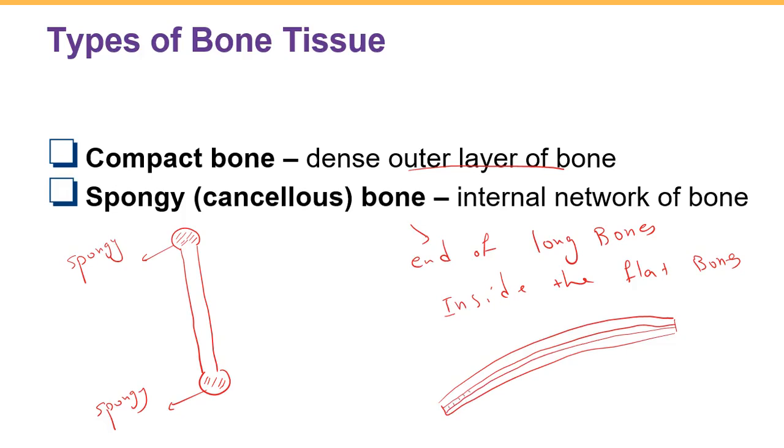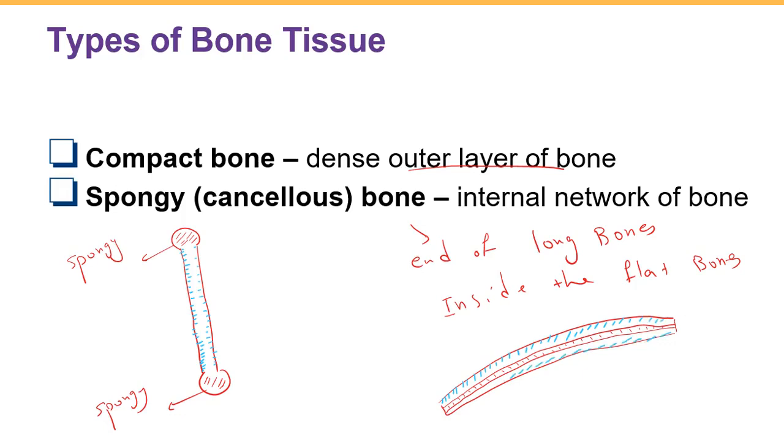I'm showing you the spongy bone with red color. And if I want to show the compact bone, I have to do this here at the outer layer of bone. We have compact bone, which is dense, solid, or compact, so the outer layer. And also here, again, the outer layer of bones like flat bones and long bones, we have our compact bone.